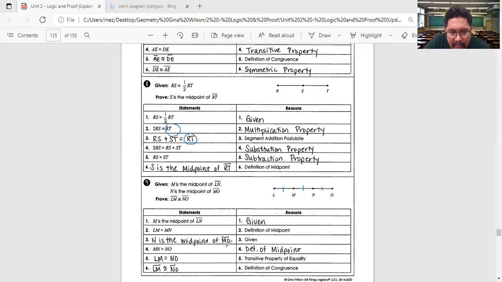N is the midpoint of MO, so that is another given. Here it is written given, but we would have to write that in. So it's like, okay, well, we have one given, what's the other given? Oh, it's right there. Just fill it in like that, pretty easy. MN equals NO. MN equals MO. Because again, we were told that N is the midpoint of MO. That's the definition of a midpoint. Transitive property, since we know that this is the same as that, LM should be the same as NO. So that's just transitive property. Take the little marks off and you're done.